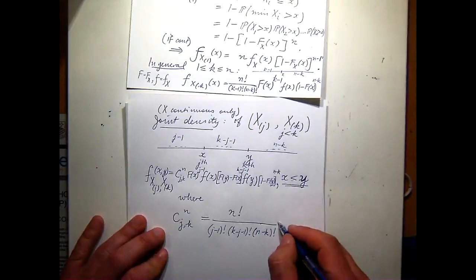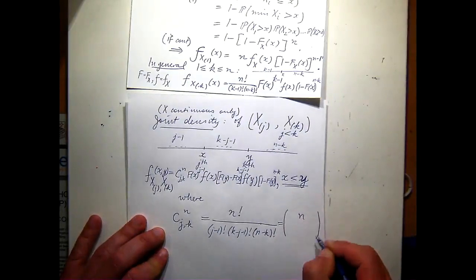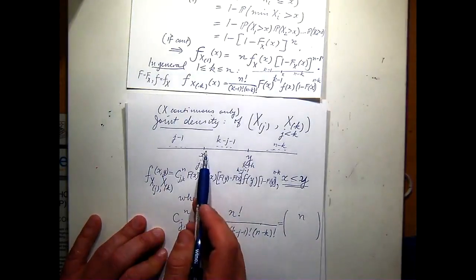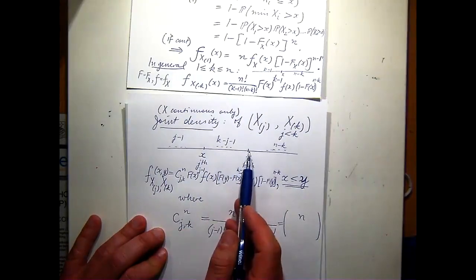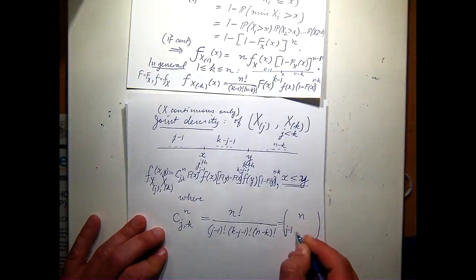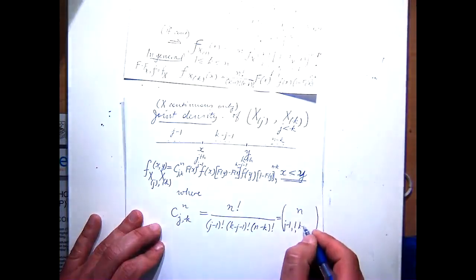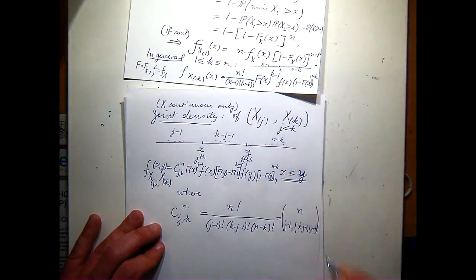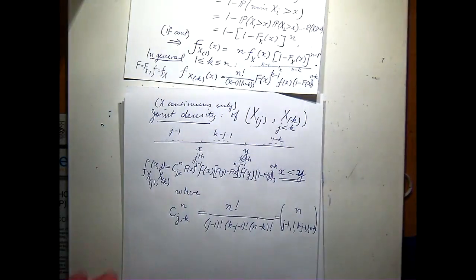You can also write this as a multinomial coefficient once again. I have n objects and I have to divide them into 5 categories. The 5 categories are to the left of x, x itself, of which there's only one, between x and y, y itself, of which there's only one, and then to the right of y. So there are 5 categories and the respective counts in each category are j minus 1, 1, k minus j minus 1, and then 1 in the 4th category, and the last category is n minus k. So that is a rather large multinomial coefficient. Okay, so that's the joint density.